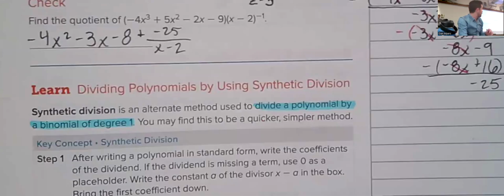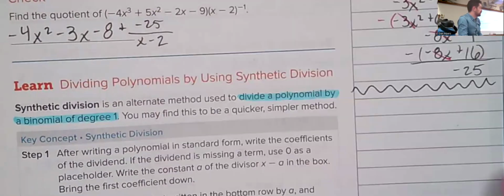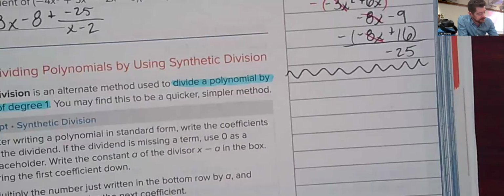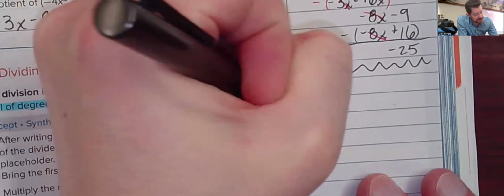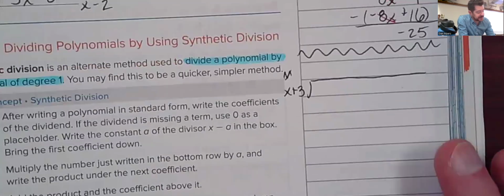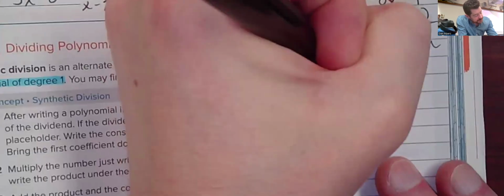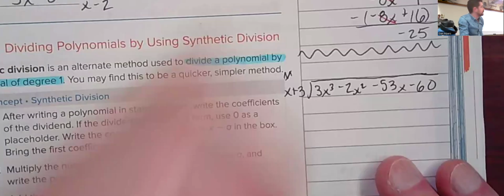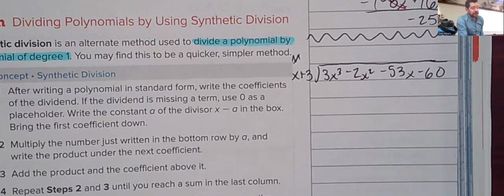So let's just do this problem just like we did yesterday. Let's use polynomial long division here just to show that it gives you the exact same answer. So our divisor, the thing that's dividing, is x plus 3. Our dividend goes underneath the division symbol because that's the thing that is being divided, which was 3x cubed minus 2x squared minus 53x minus 60. So we'll get a nice review of yesterday's process. So it's the exact same problem.